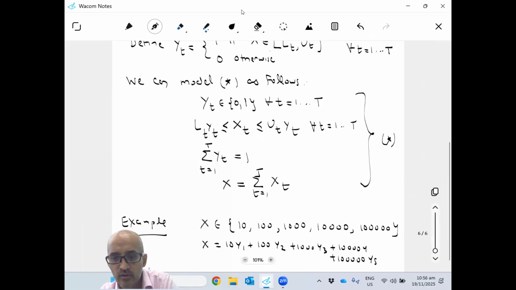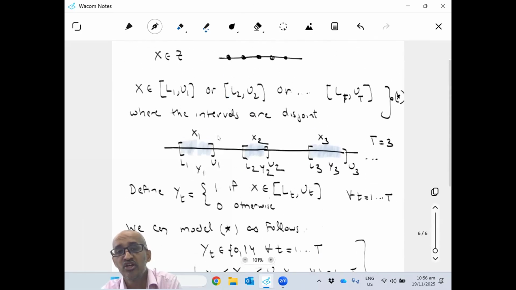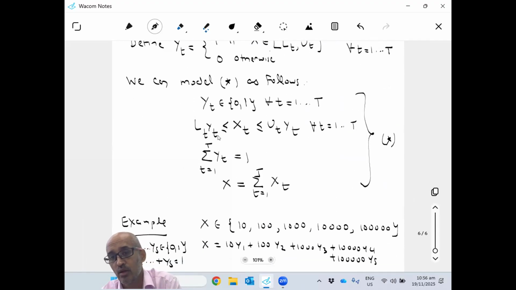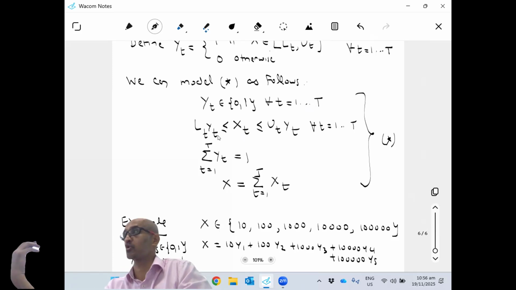So I'm doing the same trick where y1 up to y5 are binary and they add up to 1. So if the upper and lower bounds are the same, it basically captures discontinuous values of x. In this example, I just have a binary variable for each value that x can take. If y1 is 1, x will become 10. If y3 is 1, x will become 1000 and so on. So you can model discontinuous values for the decision variables using integer programming.